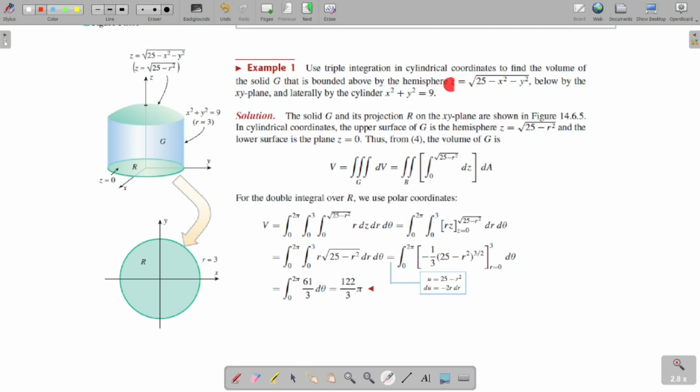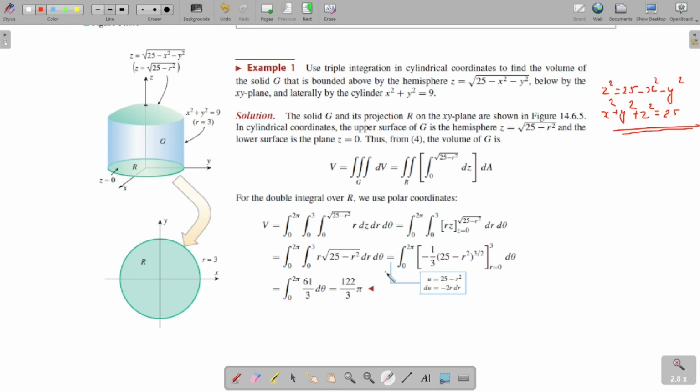Now what's the equation here? z equal to square root of 25 minus x square minus y square. If you take the square root on both sides, you have z square is equal to 25 minus x square minus y square, or you have x square plus y square plus z square is equal to 25. You know this is the equation of a sphere.